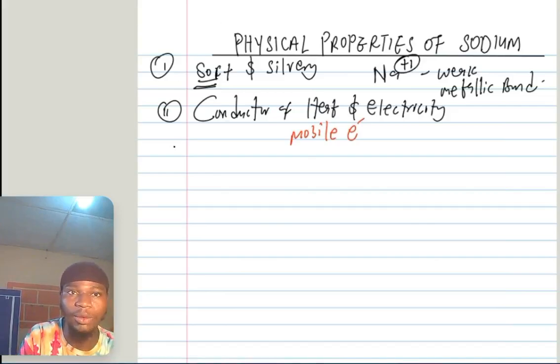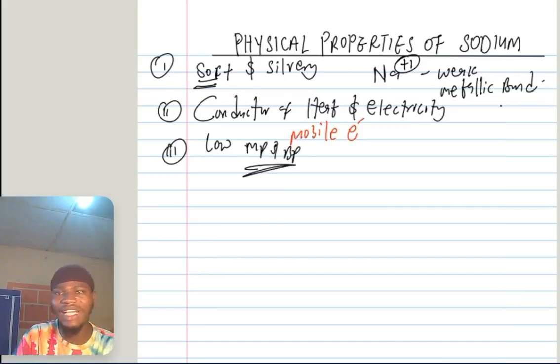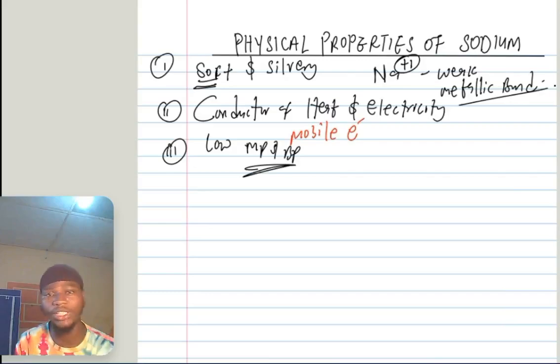And the third one is that sodium has a low melting point. Yes, low melting and boiling point. Why? Observe, it has a weak metallic bond. So it is not expected to have any high melting or boiling point. So that's the physical property of sodium.